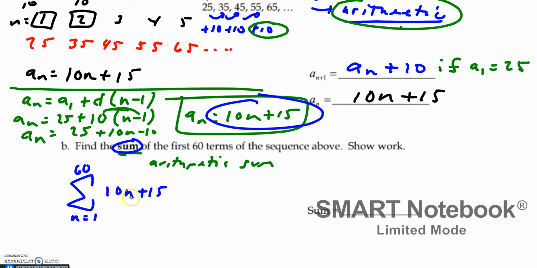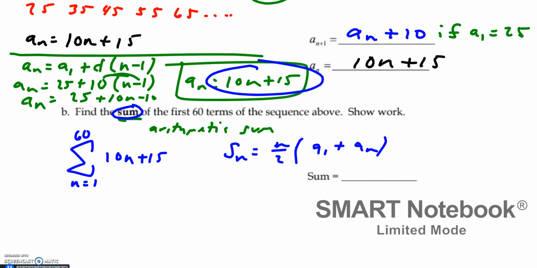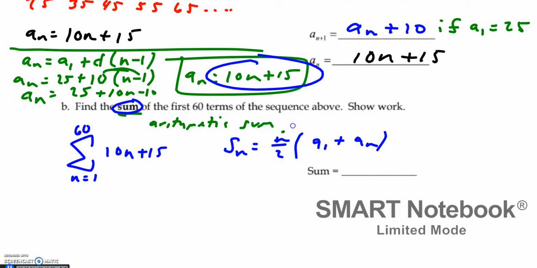So we're trying to find the sum more quickly. Again, what we could do is plug 1 all the way up to 60 into this function and add the results, but it's faster to use the quick little formula, which is the sum is n over 2 times a sub 1 plus a sub n. And what I want to remind you of is that n represents the number of terms.